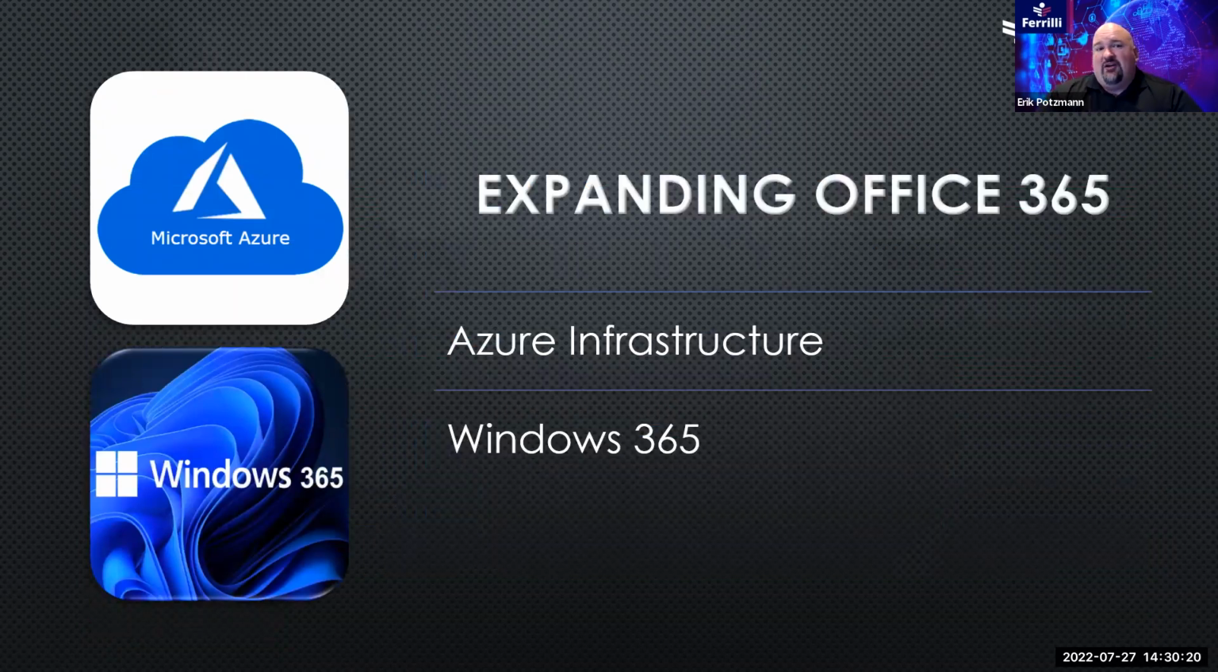The last thing we'll talk about here is expanding into Office 365. These are things that you can take to help leverage more of the platform and the things that you've used. Two of the biggest ones that we've seen a lot of interest in are Azure Infrastructure and Windows 365.